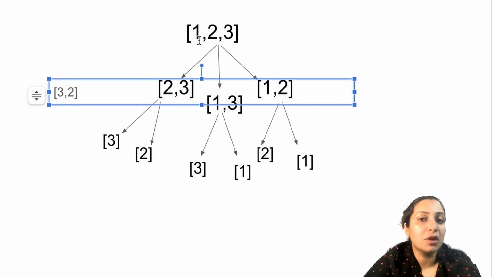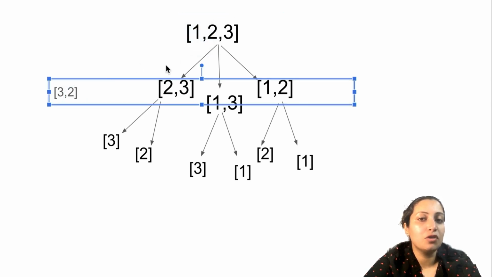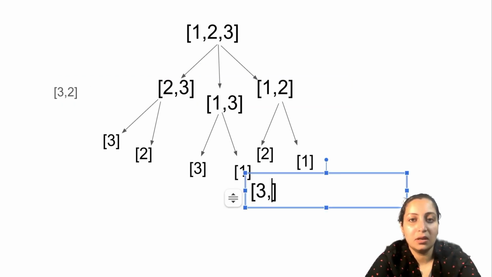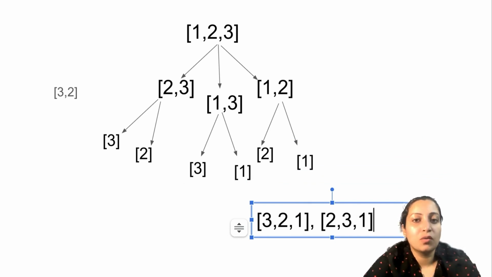But you remember when you came from here to here, you discarded this 1. So now when you go back up, you need to plug that 1 in. So in both the combinations, you need to add that 1 in the end. It would be 3, 2, 1 in one combination, and the second combination would be 2, 3, 1. So you will store these two lists in your list of results, okay?